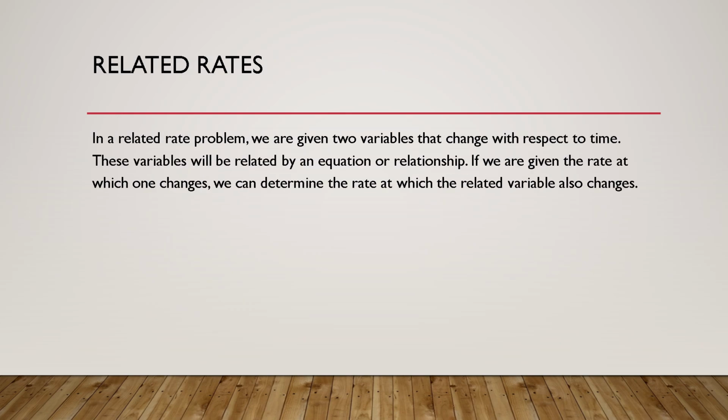In a related rate problem, we are given two variables that change with respect to time. These variables will be related by an equation or relationship. If we are given the rate at which one changes, we can determine the rate at which the related variable also changes.